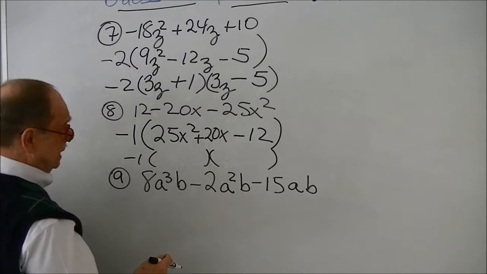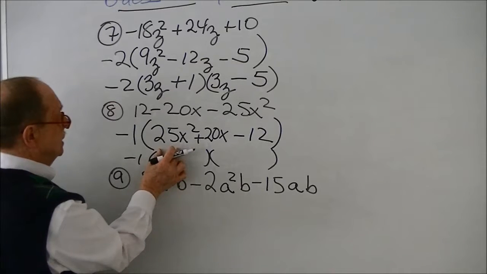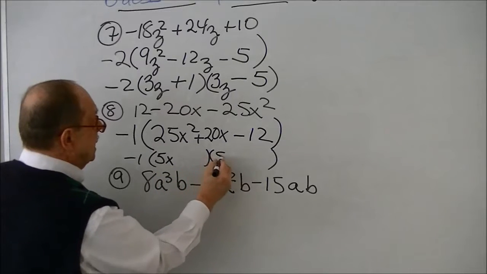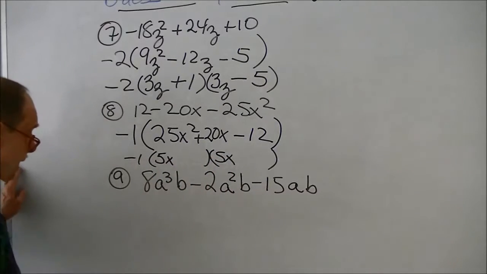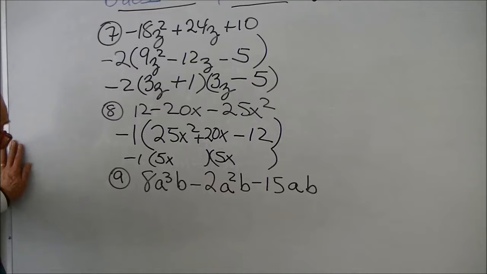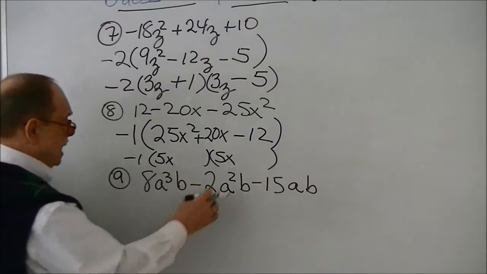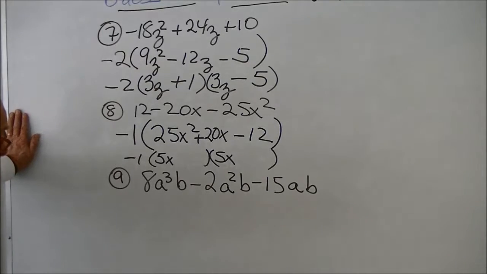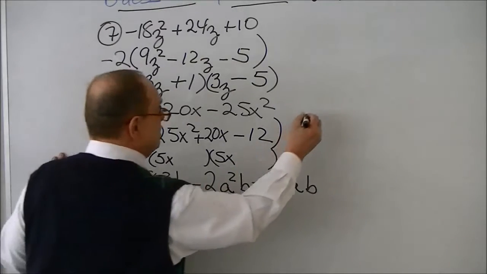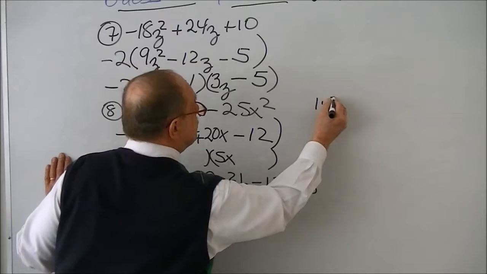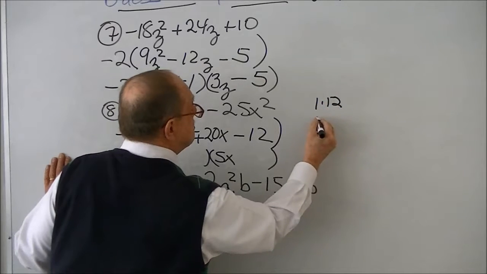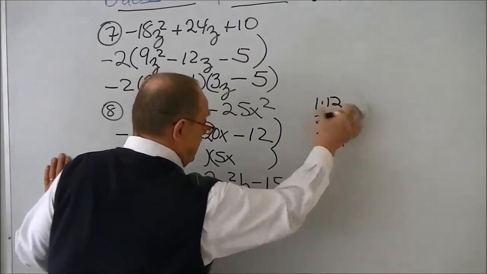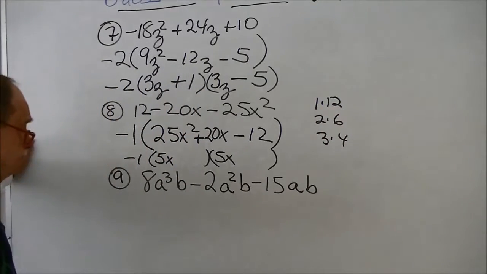So I have a feeling that that 25 is probably going to be a 5x and a 5x. So at least I'm going to try it that way. And my 12 could be a 12 and a 1. Let me put them up here. 1 and a 12. A 2 and a 6. A 3 and a 4. And these could be reversed too.